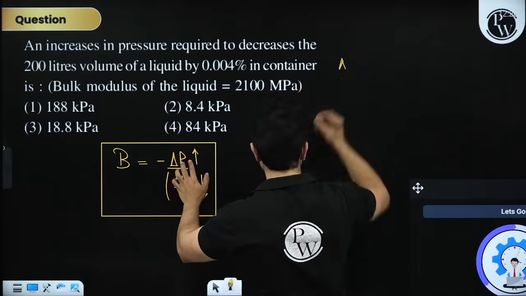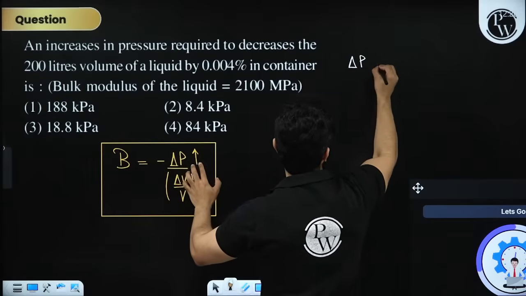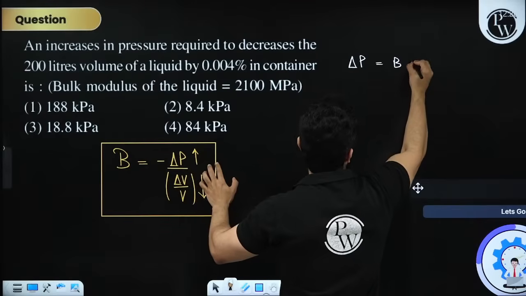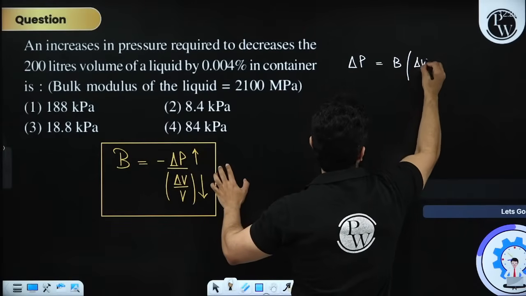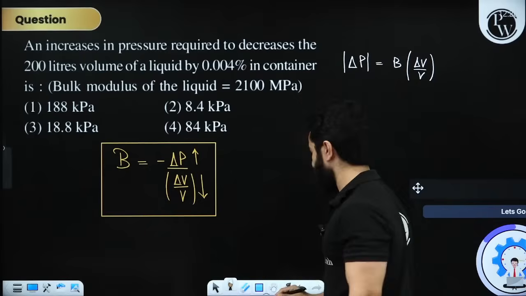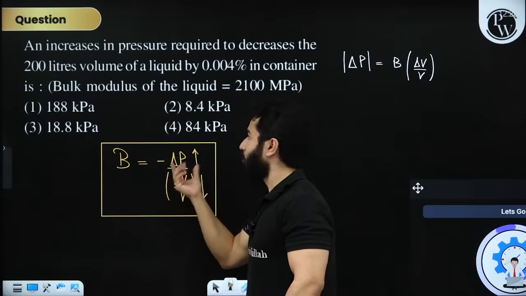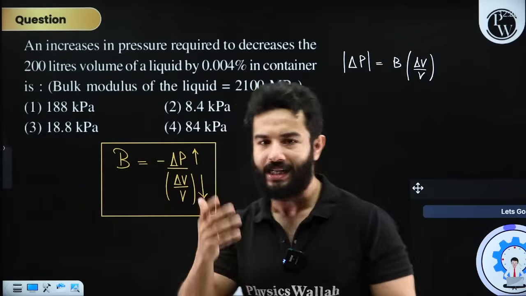So that means, my dear friends, del P will be equal to B multiplied by del V by V, and I am only talking about magnitude. That's why I have removed the negative sign. Although you know that, sir, if this is decreasing, obviously there will be an increase in pressure.